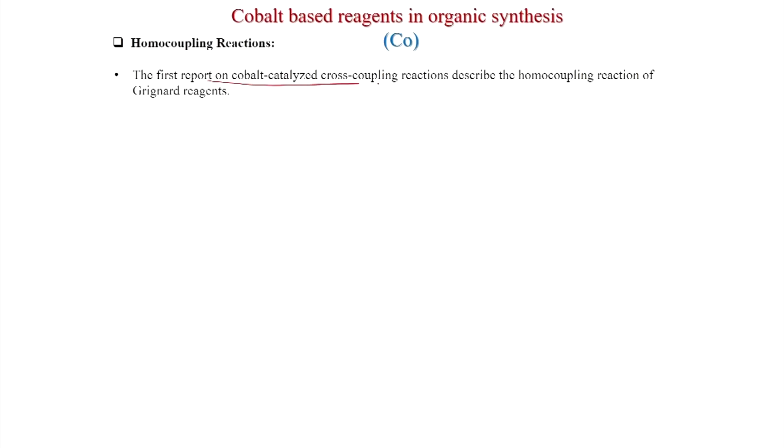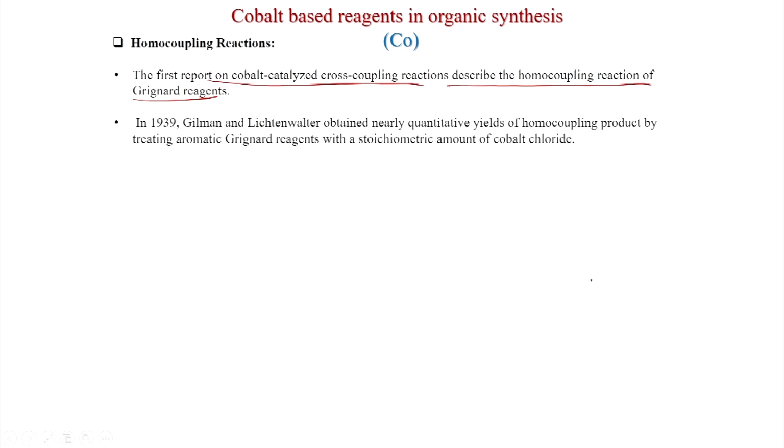The first report on cobalt catalyzed cross coupling reaction described the homocoupling reaction of Grignard reagents. In 1939, Gilman and Lichtenwalter obtained nearly quantitative yields of homocoupling product by treating aromatic Grignard reagents with a stoichiometric amount of cobalt chloride. Here of course a stoichiometric amount was used.